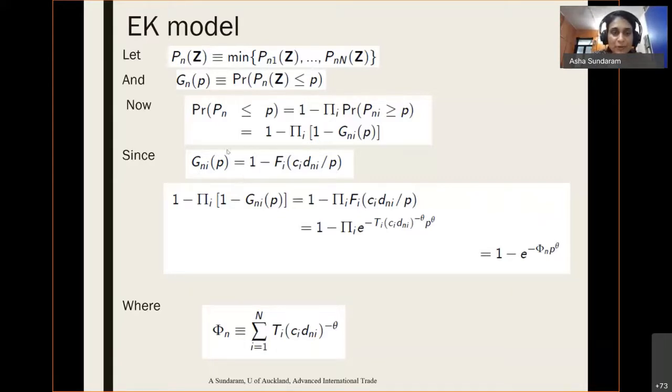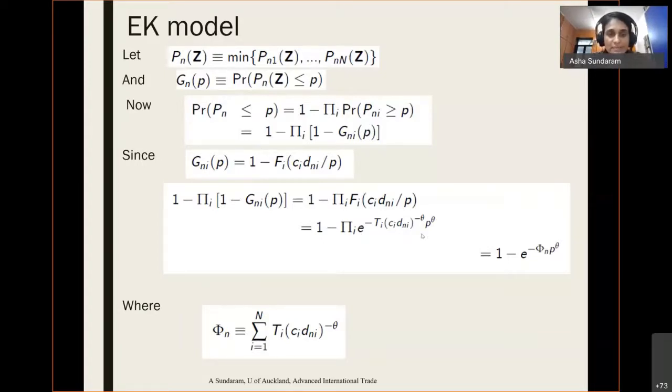From the previous slide, we also wrote what this G_Ni of P is. It's just one minus the Fréchet cumulative distribution function, F_i. So what I'm going to do is I'm going to just substitute. So I'm going to say one minus the product over i of one minus G_Ni of P. That's this right here, this expression. That's equal to one minus the product, right? So what is one minus G_Ni? I just put a one minus there. So that's just F_i. So I'm going to write down F_i here. And I can then substitute in for the Fréchet distribution. We know that that's what the Fréchet distribution looks like.